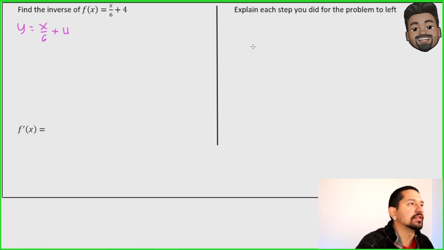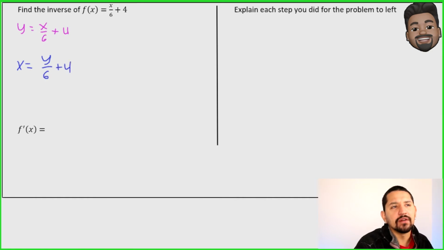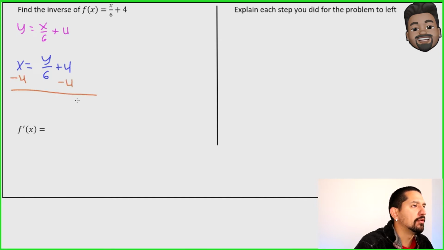So we've got to flip the x and the y's. So this is going to become x is equal to, the y goes here, y over 6 plus 4. And now we can go ahead and solve this. Well, what do we do to solve this equation? Well, we're going to subtract 4 from both sides. Boom. We're going to get x minus 4 is equal to y over 6, which is really strange, right?